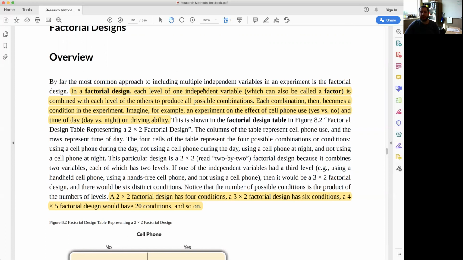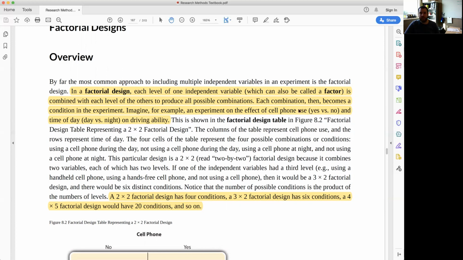So instead of saying one independent variable, we then call them factors. So we have one factor with this many levels and another factor with this many levels. So if you have this experiment of affective cell phone use and time of day on driving ability, we would have a 2 by 2 factorial design, because we have one factor of cell phone, second factor of time of day, and then the single dependent variable.